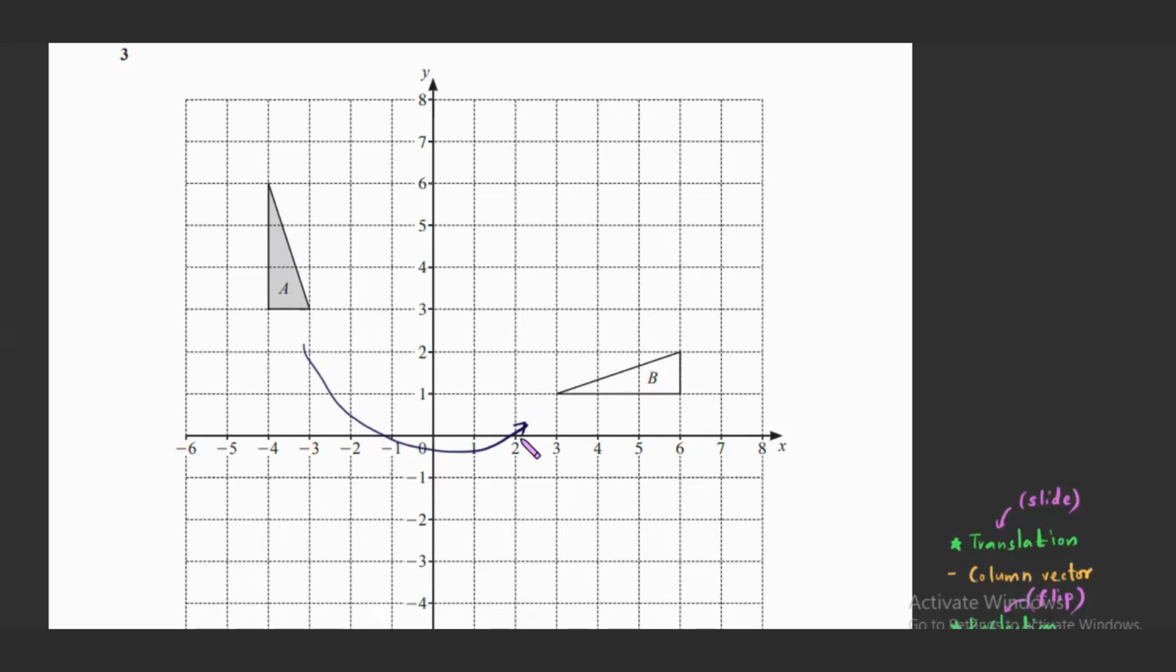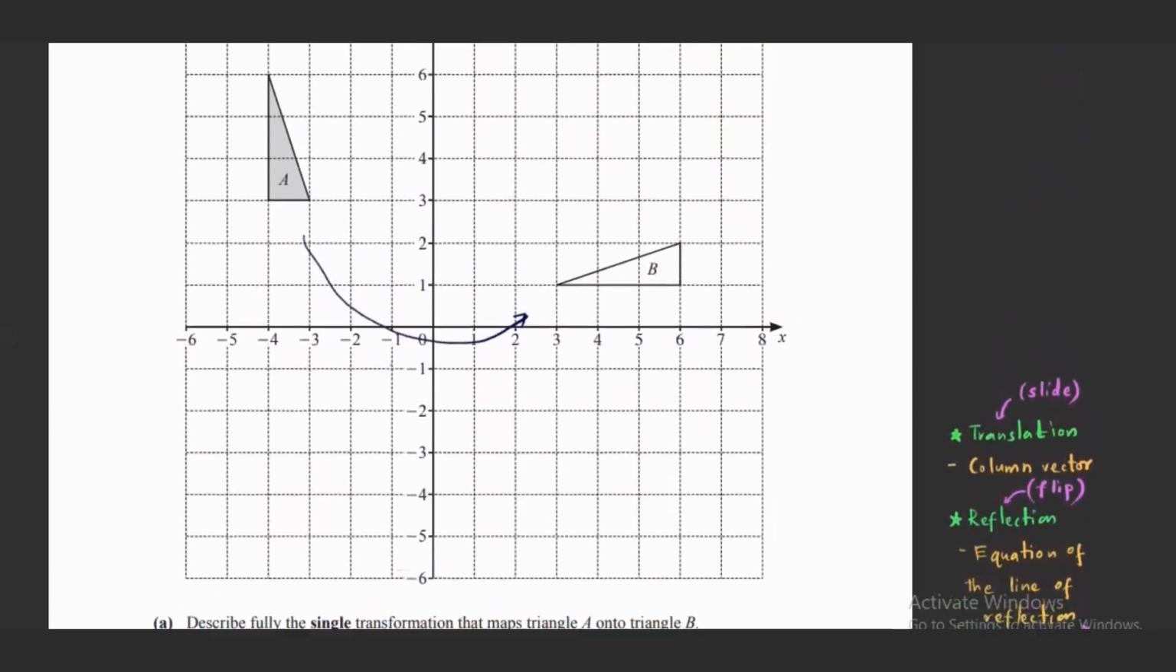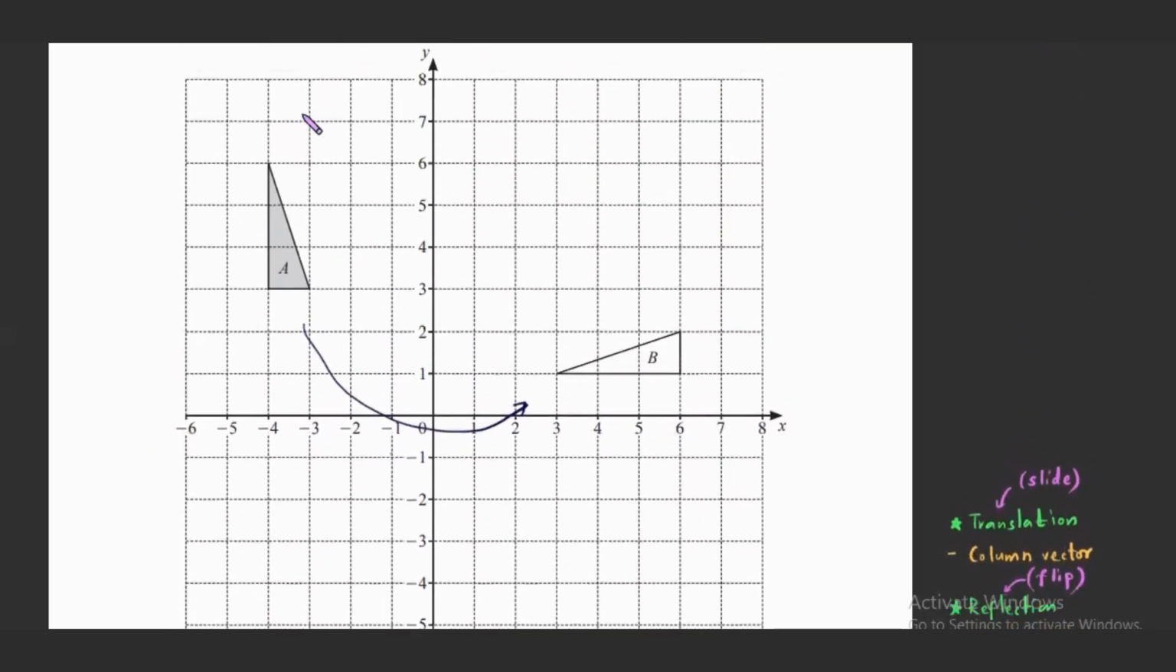By the looks of the diagrams given to us, this is a rotation, and it is a 90-degree rotation in the anti-clockwise direction. But when we explain a rotation, it's important that we mention the angle, direction, as well as the center of rotation. Now we know the angle as well as the direction, but we need to find the center of rotation. To find the center of rotation, we need to place a tracing paper on the grid, and we're going to draw triangle A on the tracing paper.